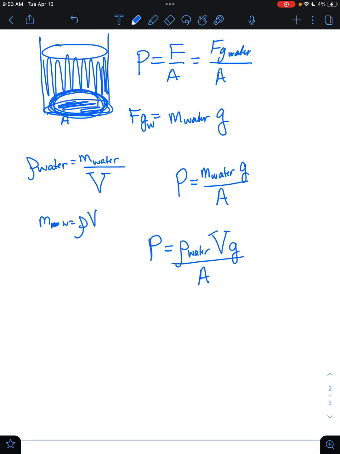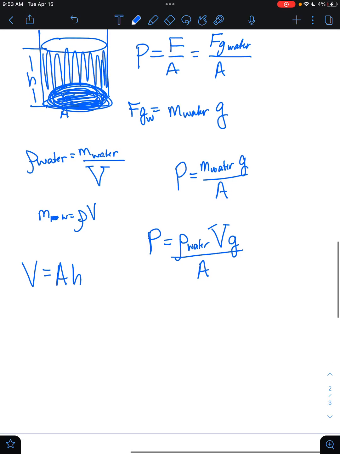But there's a relationship between the volume and the area. The idea is that the volume is equal to the area times the height. So this right here is the height. The volume is all the water inside, and the area is the surface area of the bottom, that cross-sectional area of the bottom. So if you replace volume with area times height, what we have done is derived the equation for pressure due to depth below the surface of a fluid.